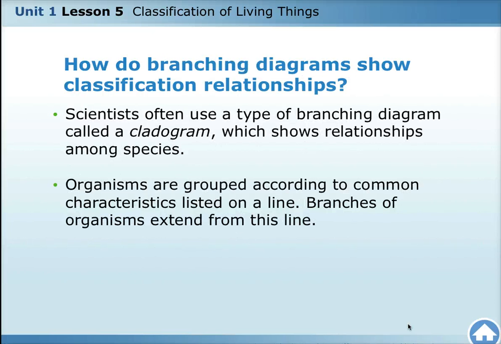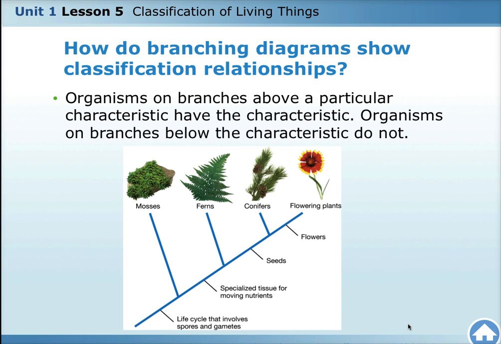So how do branching diagrams show classification relationships? Scientists often use a branching diagram such as a cladogram, which shows relationships among species. Organisms are grouped according to the common characteristics listed on a line. Branches of organisms extend from this line. Organisms on branches above a particular characteristic have that characteristic. Organisms on branches below do not.